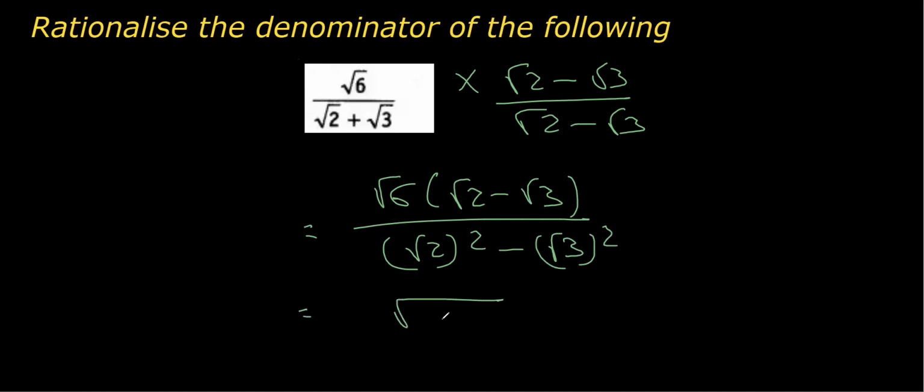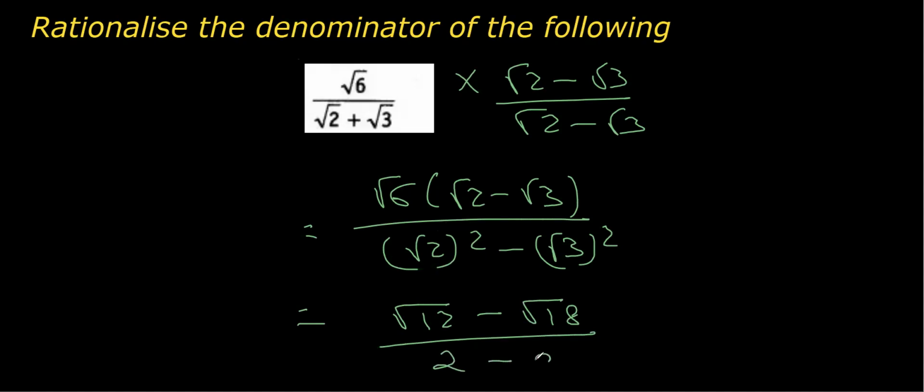So this we are going to get as under root 12, right? Root 2 into root 6 is under root 12 minus under root 18, divided by, you should know that root 2 square is 2 and root 3 square is 3. Now if I continue solving it, what do we get? Let's see.